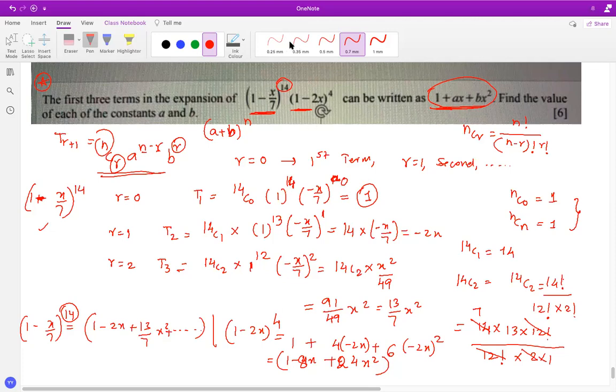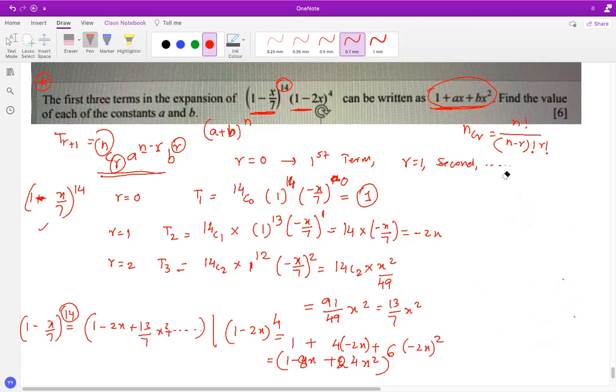Now what will be really interesting is how do we go beyond this? How do I find out which terms are giving me the constant term, which is giving me the x coefficient, which is giving me the x squared term? So I'm going to just write down both the brackets next to each other. 1 minus 2x plus 13 over 7 x squared, and 1 minus 8x plus 24 x squared here. Now we have to multiply out these two brackets.